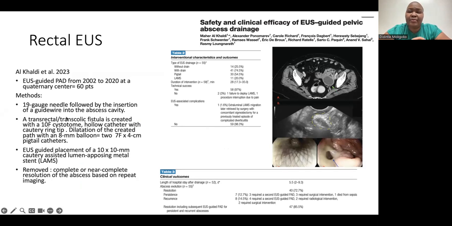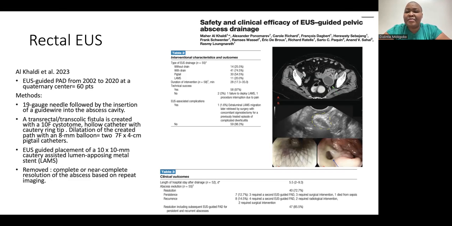They used the double pigtail method, a 19 gauge FNA needle initially, followed by a guide wire into the lumen of the abscess, and then they railroaded through a cystotome, burned a hole into the abscess, put in a second guide wire, and then deployed two 7 French 4 centimeter pigtail stents after dilating the tract with an 8 millimeter CRE balloon. As time went on, closer to 2018 and 2019, they started putting in EUS guided cautery assisted lumen apposing metal stents. Essentially, that was hot Axios. Hot Spaxus wasn't available yet.